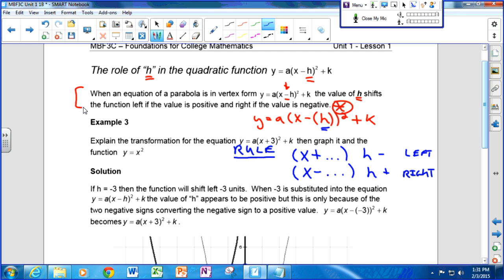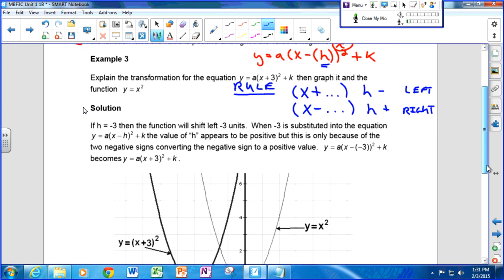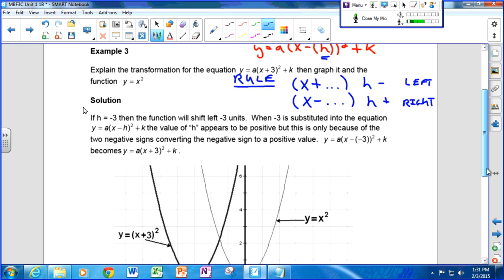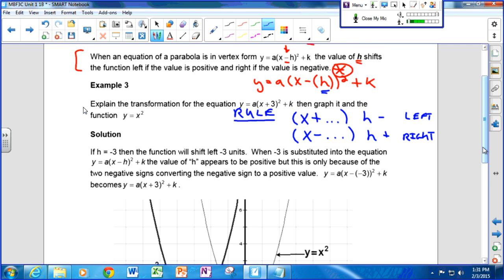Okay, now I'll explain why that rule is the case. And actually, they kind of explain it right here in this solution. All right, well, let's take a look at this example 3, and maybe it'll become clear here. We'll do a bunch more examples. It says, explain the transformation of the equation y equals a(x plus 3) squared plus k, then graph it, and the function y equals x squared.